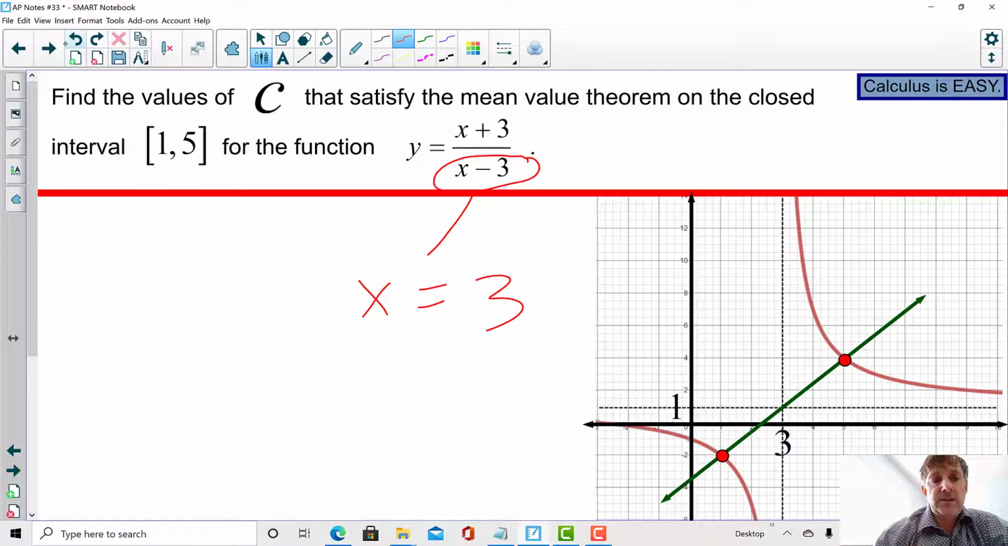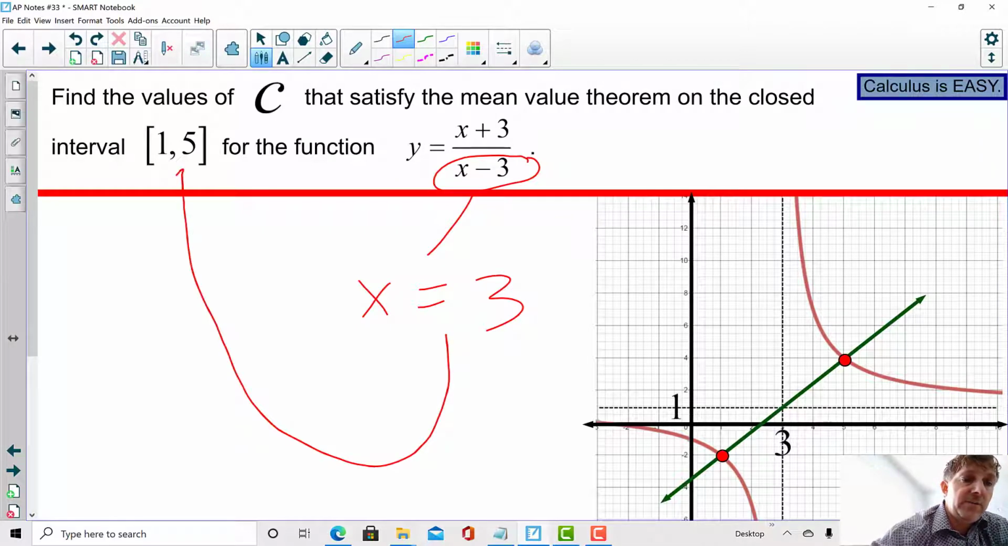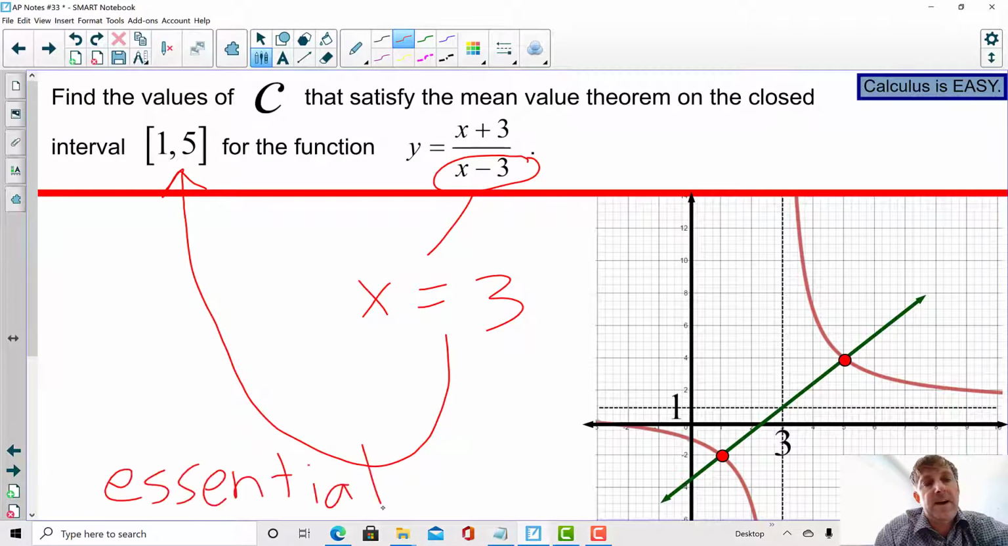Now, if our function is not continuous at x equals 3, that doesn't mean that you can't use the mean value theorem. It's possible that 3 is not in your interval, so we want to check, is 3 inside of our interval? In this case, the answer is yes. There's a discontinuity at x equals 3. It's called an essential discontinuity. And that's because at least one of the one-sided limits does not exist.